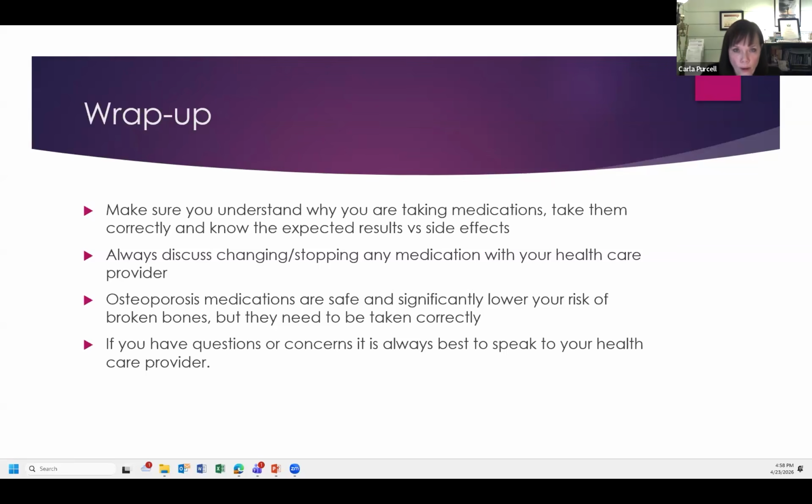Always discuss with your care provider about changing or stopping any medication that they prescribed. Remember, they're assuming that you're taking it when they've prescribed it for you and you've left the office. Osteoporosis medications are safe and significantly lower your risk of having another broken bone, but they need to be taken correctly. And the benefit of the medication, if you are at high risk for fracture, outweighs the risks of the medication. And if you have any questions and concerns, it's always better to direct them to your care provider, not Dr. Google. You want to talk to somebody who really has had training and knows what they're talking about.